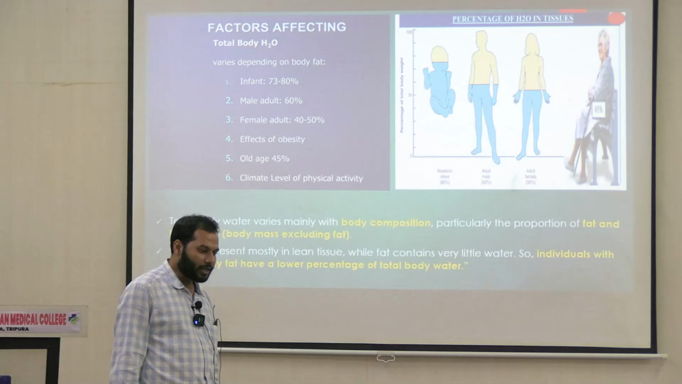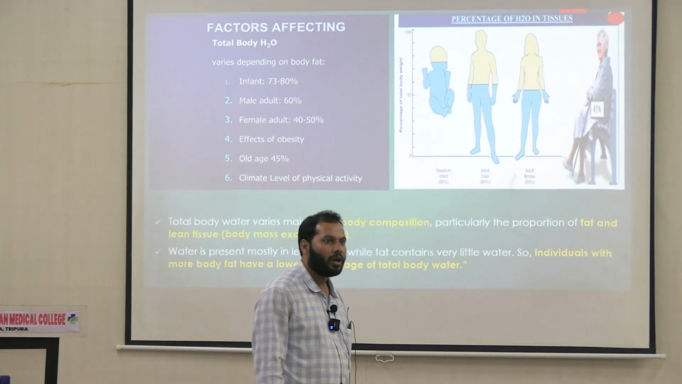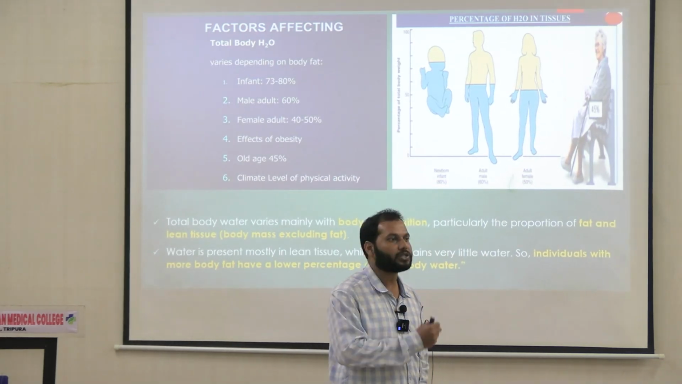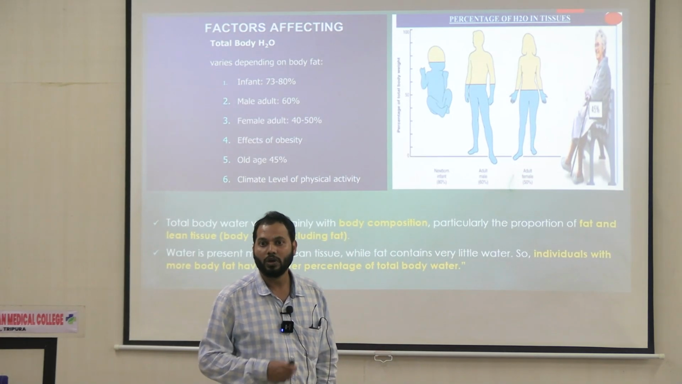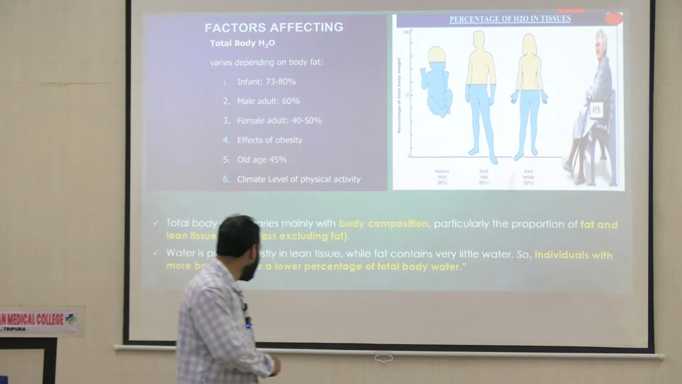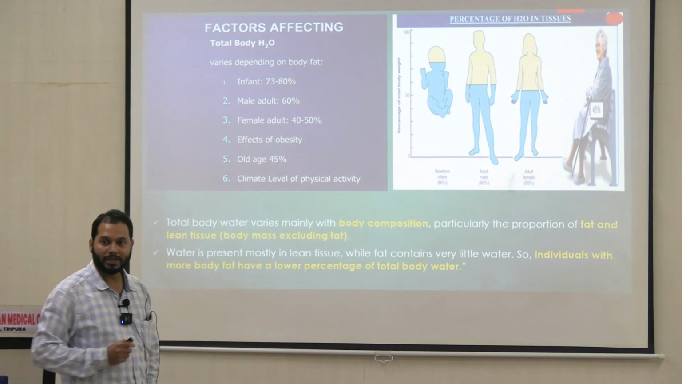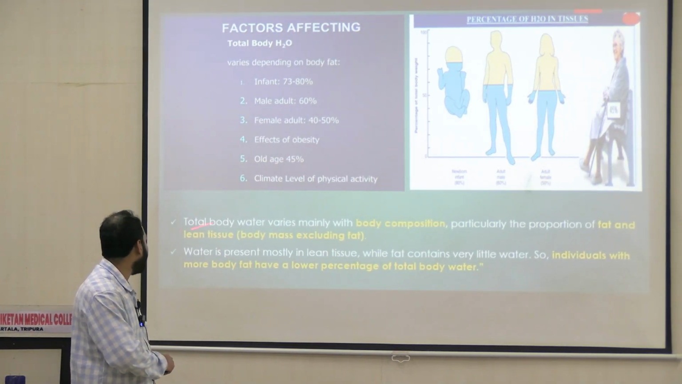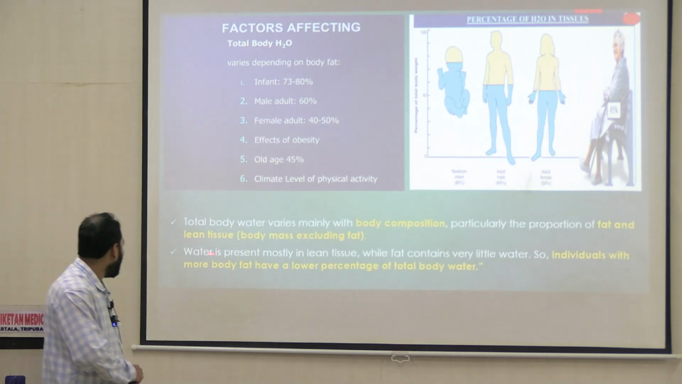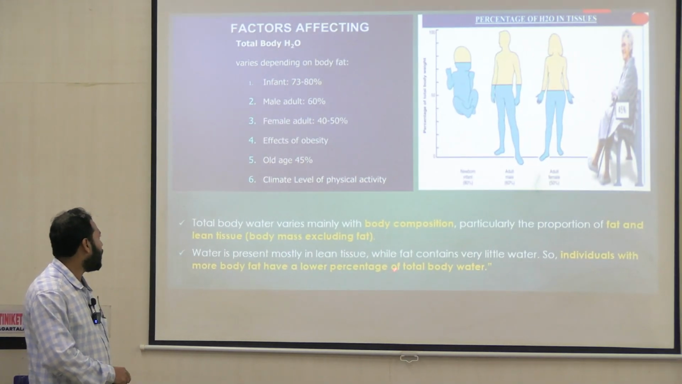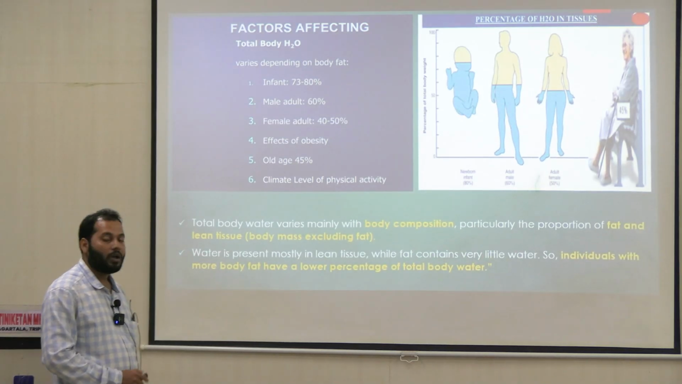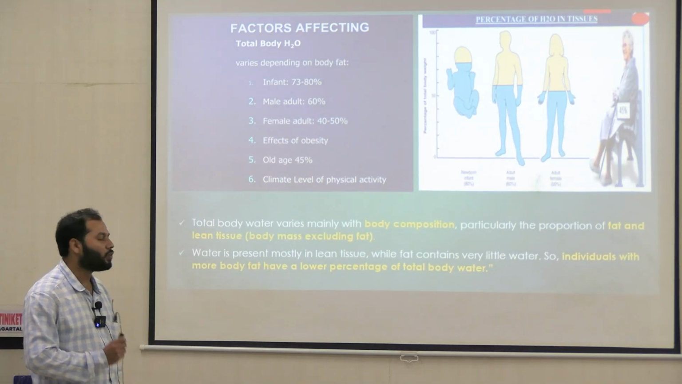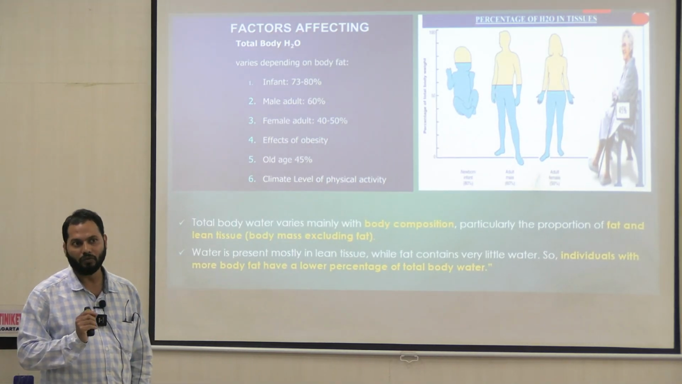If you see some properties of fat tissue, fat tissue has less capacity to capture water in comparison to the lean body mass, right? So that is why the total body composition is the most important part. Here, particularly the proportions of fat and lean tissue are most important. Water is present mostly in the lean tissue, while fat contains very little water. So individuals with more body fat have a lower percentage of total body water. The most important point. Why?